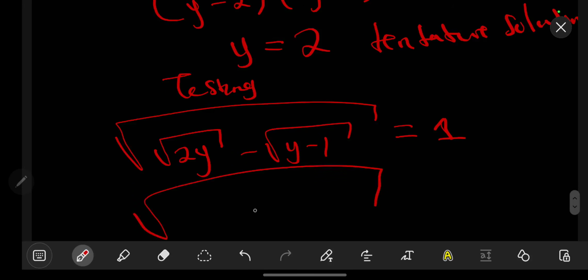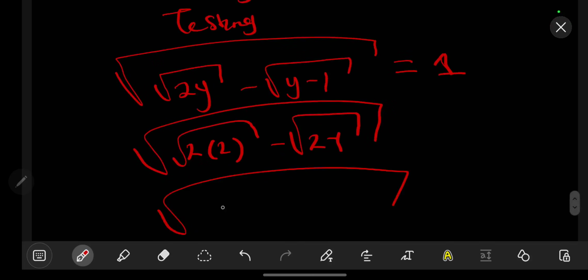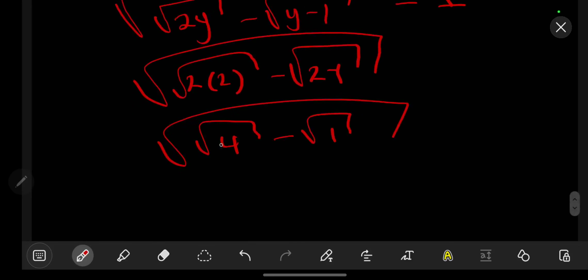So this is the square root of 2, where there is y we put 2. So we have the square root of 2 minus 1. This gives us a value of the square root of 2 times 2 is 4. Then we have 2 minus 1, which is the square root of 1. So the square root of 4 is equal to 2.